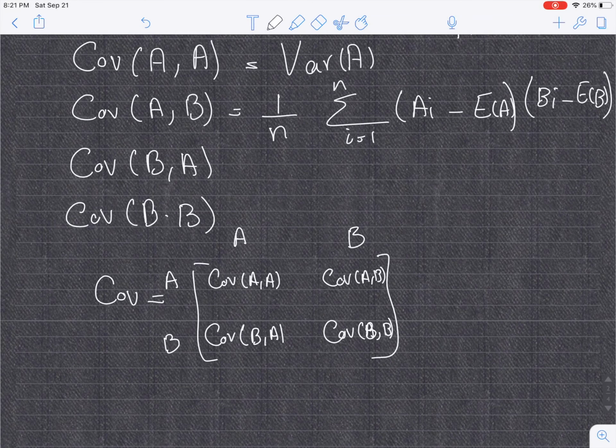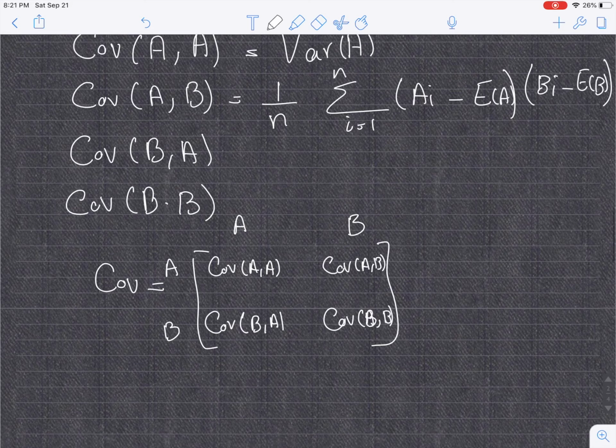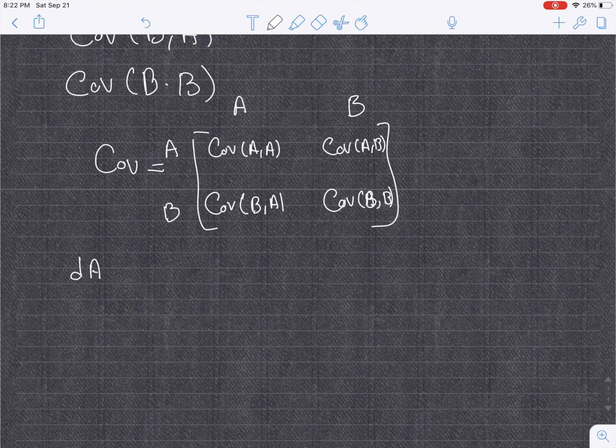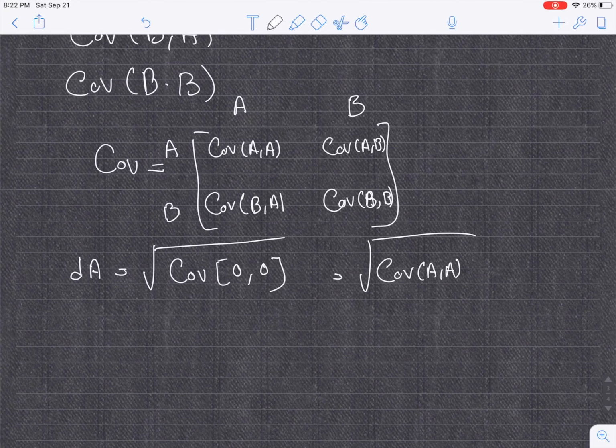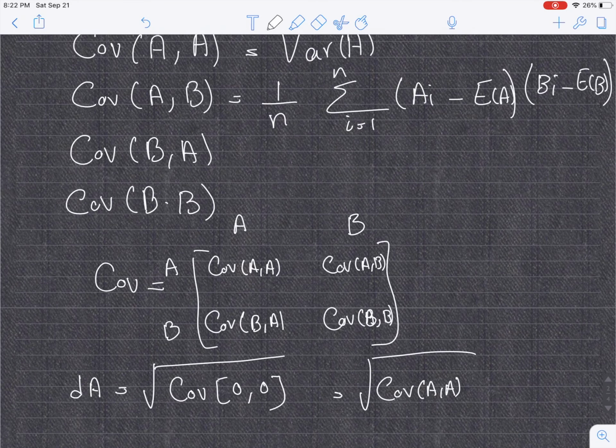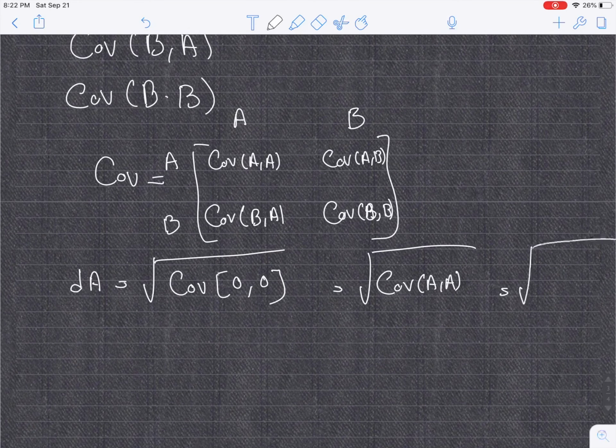So for the uncertainty in your A fitted and B fitted, you actually used dA, you defined it as the square root of covariance matrix 0, 0. Which one is 0, 0? It's the first element up here, which is covariance of A, A. As we mentioned above, that is the variance of A, so the square root of variance of A is going to be your standard deviation of A.